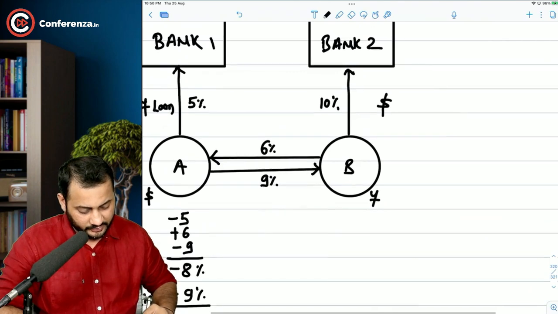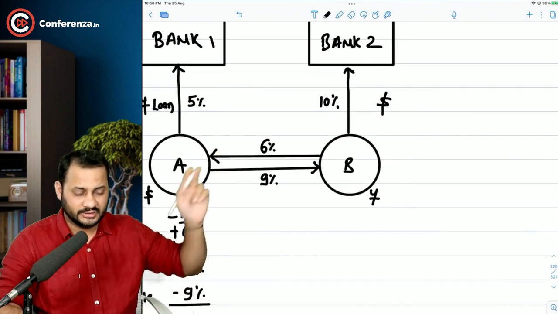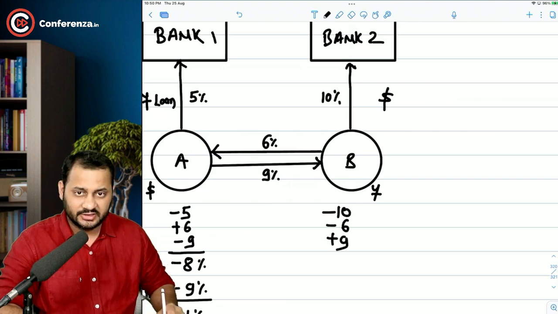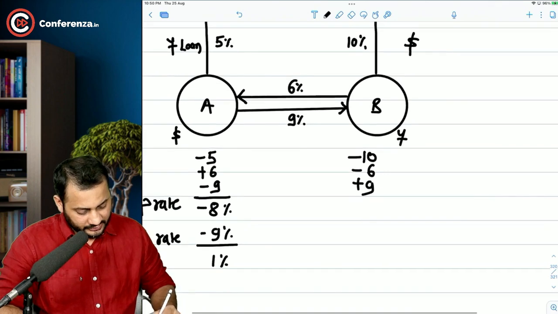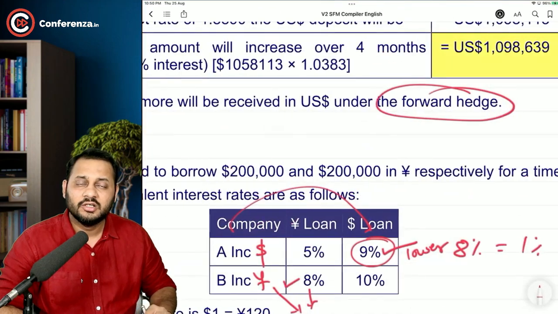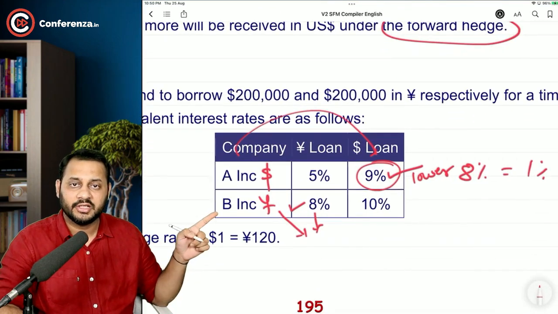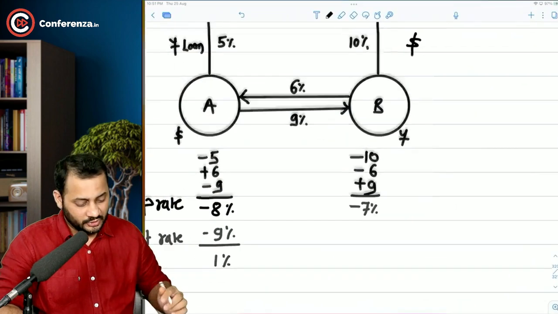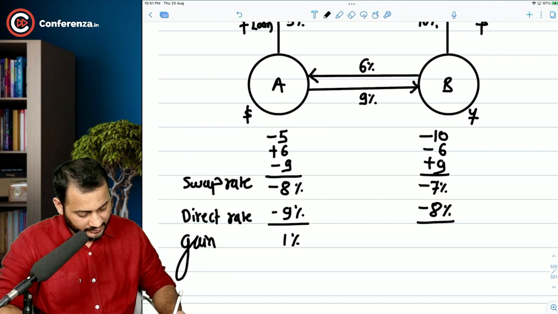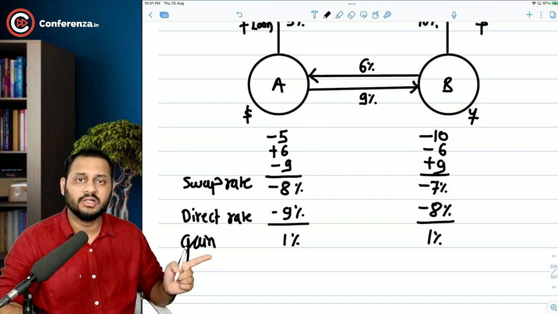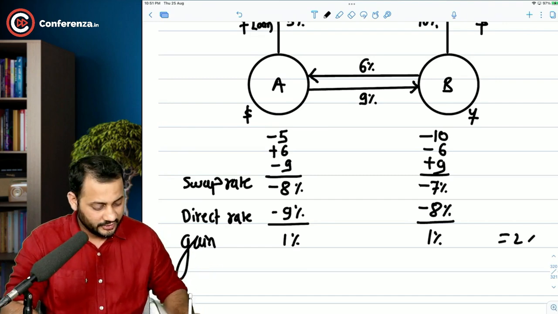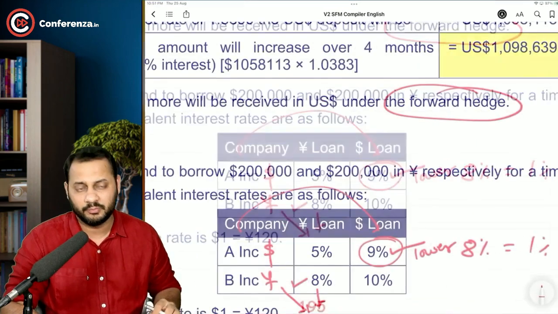Let's talk it from the angle of B. B is paying 10%, paying 6% as well. 10, 6 and receiving 9. 16 minus 9, 7%. This is the swap rate to B. What was the rate to B incorporation? Yen loan interest is 8%. So the direct rate to B was 8% and he is also gaining 1%. To both the parties there is a gain of 1%. So 1 and 1%, 2% is the total gain which was shared equally by both the parties.